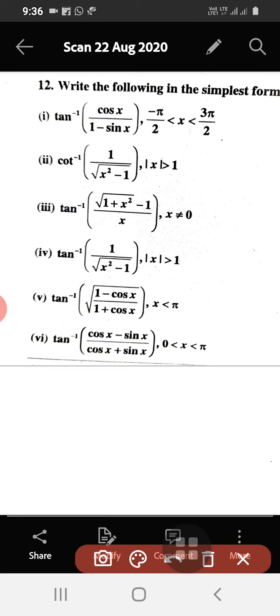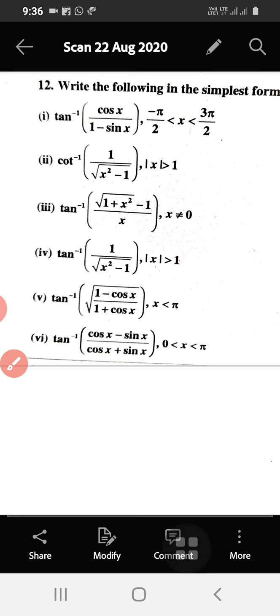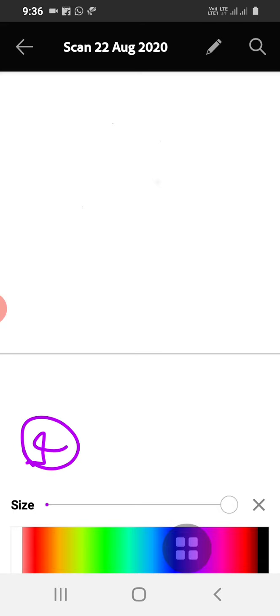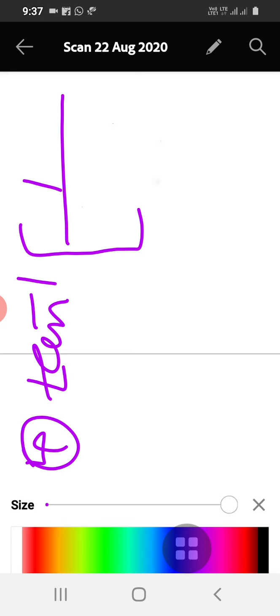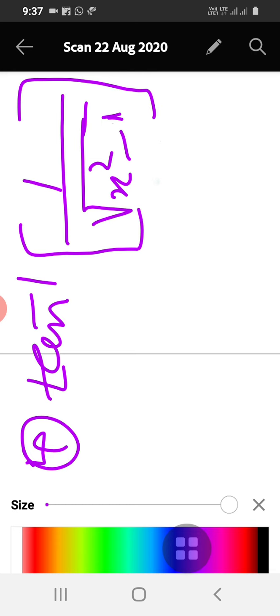So now see, I will consider this fourth one, 1 by square root of x square minus 1. Both these are the same, but outside here I have cot inverse, here I have tan inverse. Only difference is this is cot inverse and that is tan inverse. So I will go for the fourth one. So the given expression is tan inverse of 1 by square root of x square minus 1.